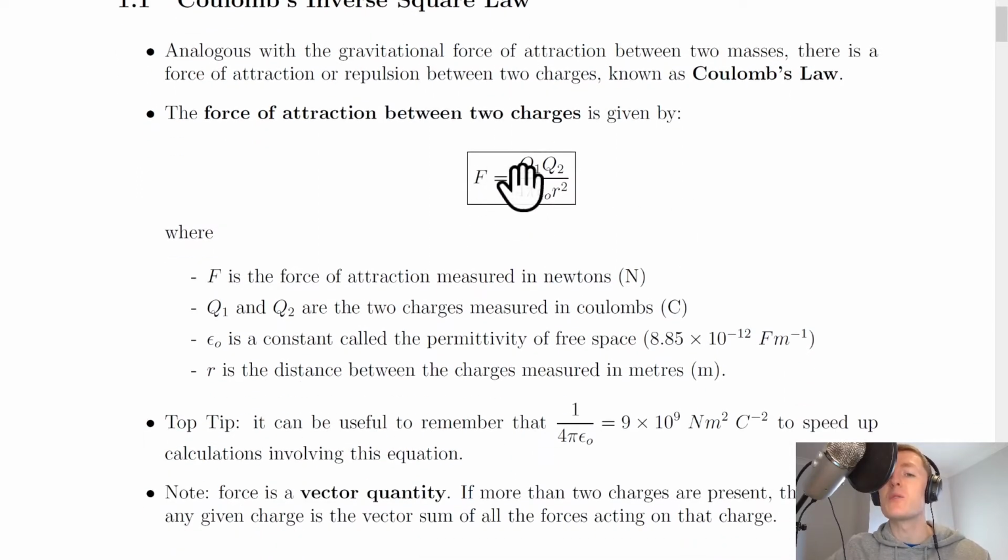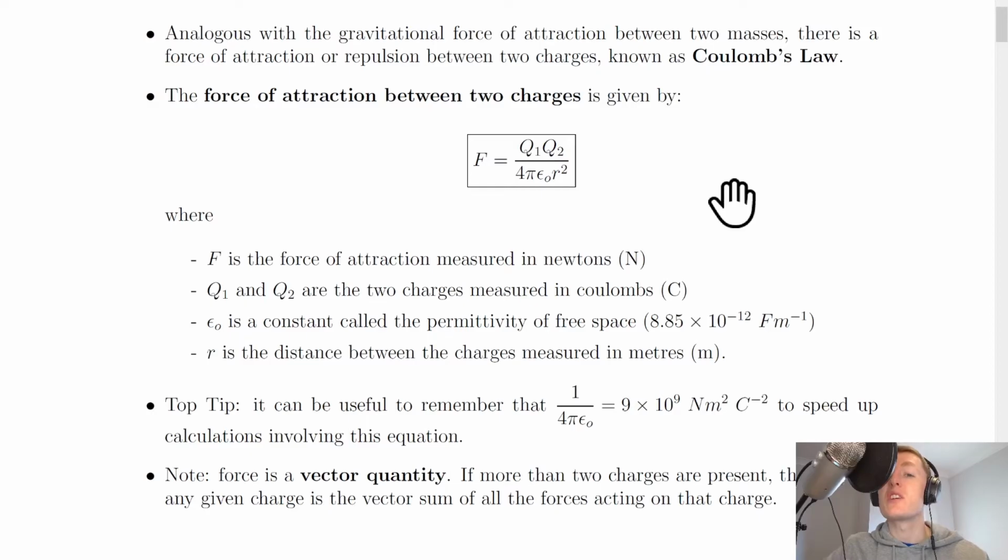So it's F equals Q1 Q2 over 4 pi epsilon naught r squared, where F is the force of attraction measured in newtons, Q1 and Q2 are the two charges measured in coulombs, epsilon naught is a constant called the permittivity of free space, which has a value of 8.85 times 10 to the minus 12 farads per metre, and you'll find that value on the datasheet, and r is the distance between the charges measured in metres.